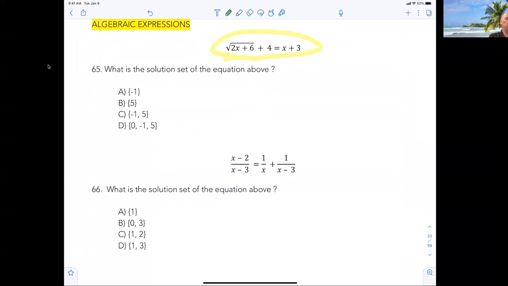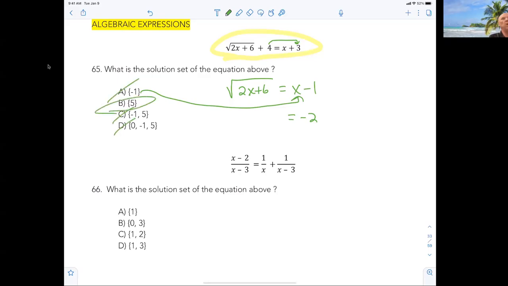The first thing I would do is push this negative or positive 4 over here just because I want it to be easier. So I want you to say the square root of 2x plus 6 equals x minus 1. Is everybody good with that? Now, all I'm going to do is start by plugging in negative 1. Look how dumb this problem is. If I plug in negative 1, can a square root equal negative 2? No. So I know negative 1 is not an answer. Because negative 1 is not an answer, A, C, and D are out, I'm moving on.